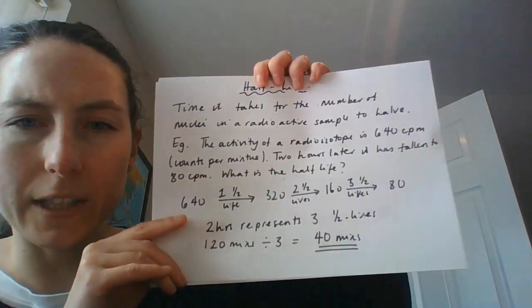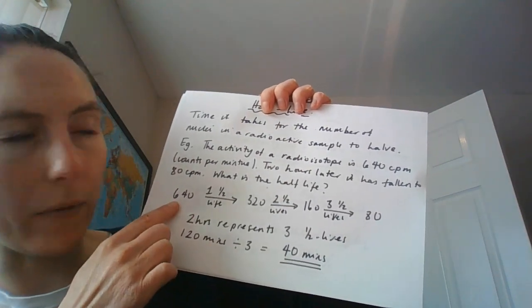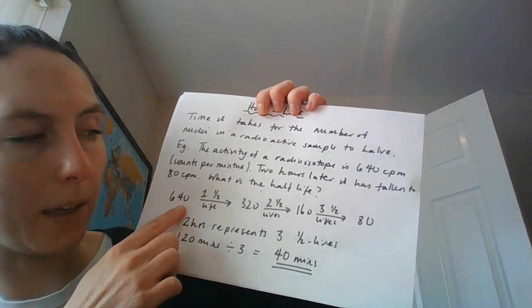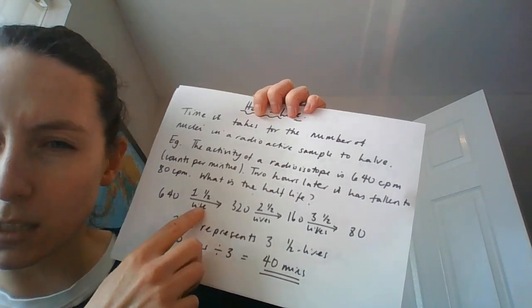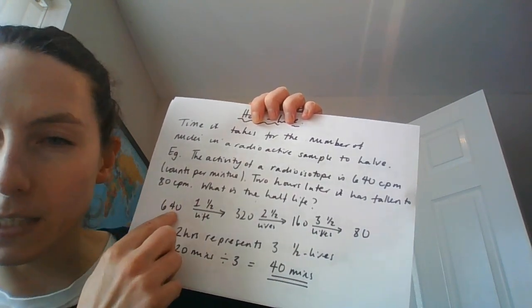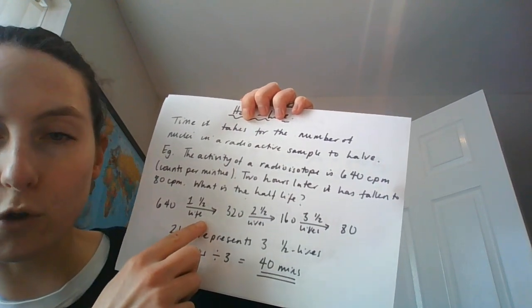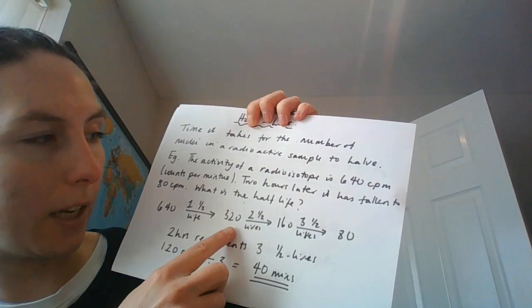Now, this is the way I would suggest to you to do it. I find this the easiest way. Start with what you've got initially. So here's 640. Draw an arrow, that's representing your half-life here. So we've got 1 half-life passing. So if it started at 640, after 1 half-life, that will have dropped by 1/2 to 320.